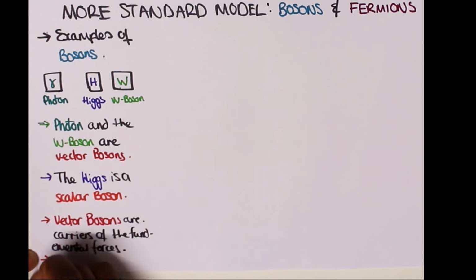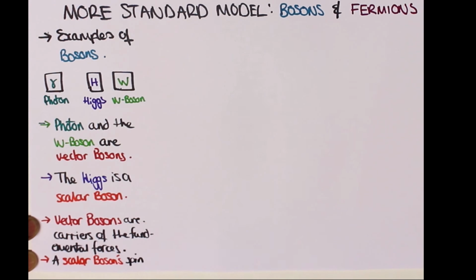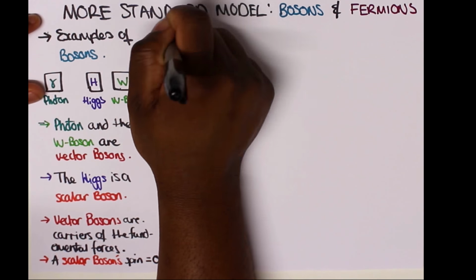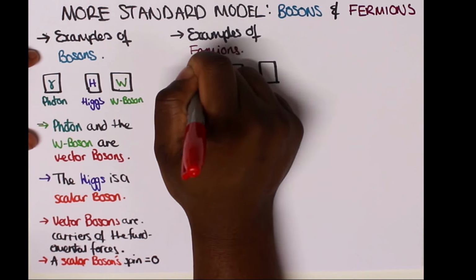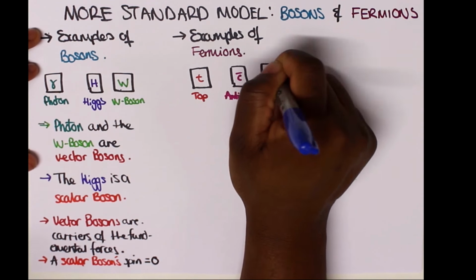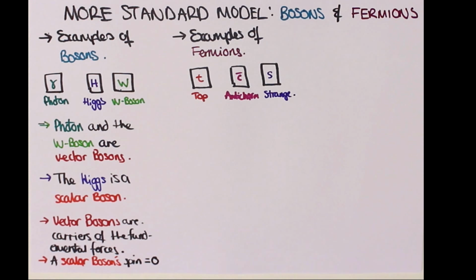Now, to be clear, these particles don't literally spin. It's best to just consider spin as an inherent property of the particle, like its charge. It's worth noting that the vector bosons are carriers of fundamental forces, and have a spin of 1, while the scalar boson has a spin of 0, and does not carry a fundamental force with it. Now let's look at some fermions. Some examples are the top, the anticharm, and the strange, all of which are quarks.